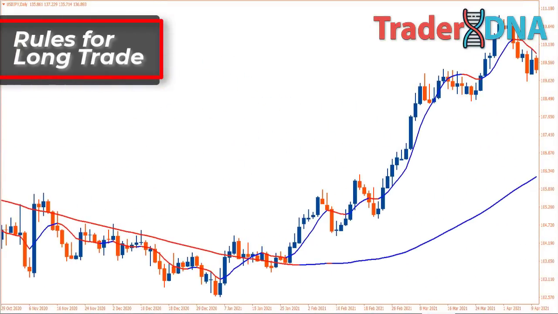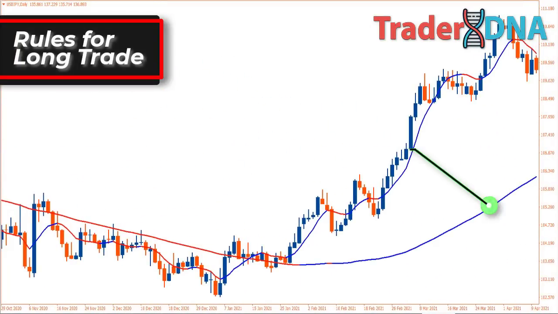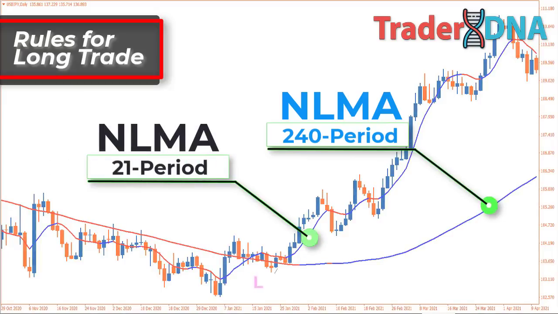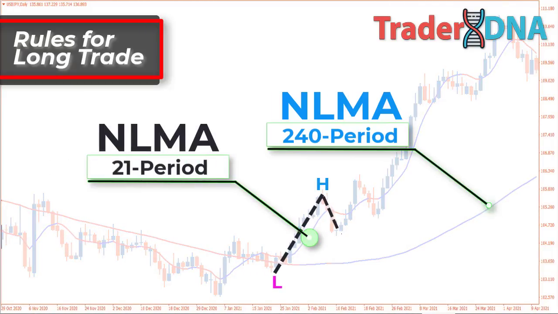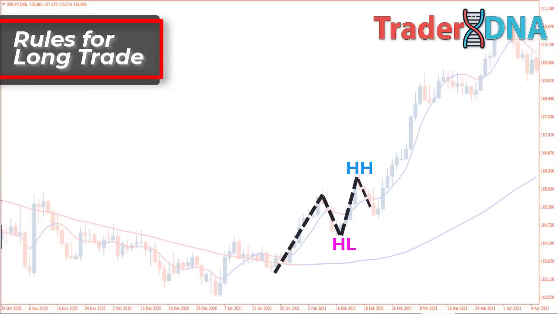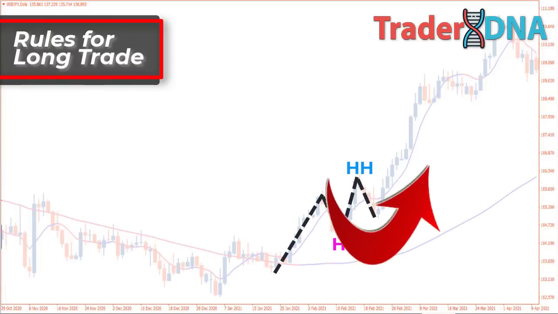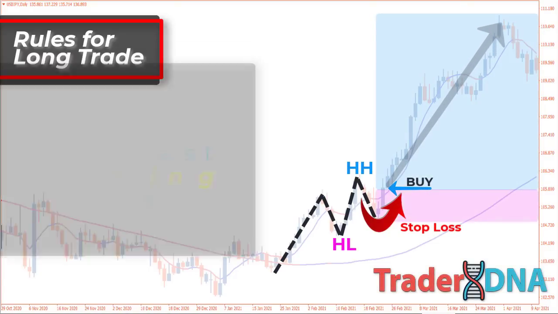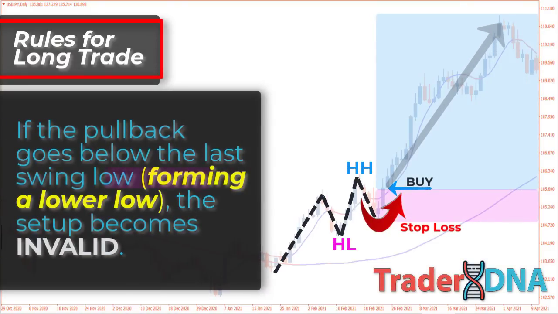Rules for long trade. First, the 240-period non-lagging moving average is sloping up, or blue line. Second, the 21-period non-lagging moving average highlights higher highs and higher lows. Third, wait for the 21-period non-lagging moving average to start pulling back downwards. Fourth, go long when the price closes above the 21-period non-lagging moving average, or blue line. However, if the pullback goes below the last swing low, forming a lower low, the setup becomes invalid.